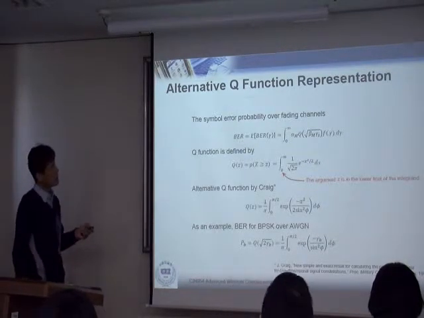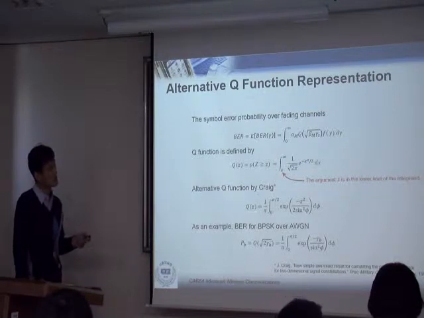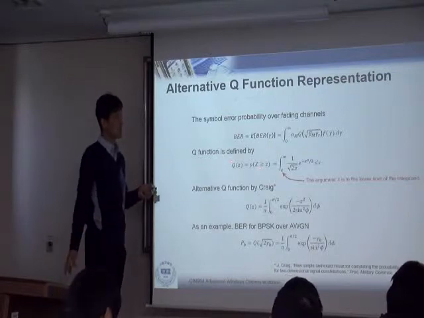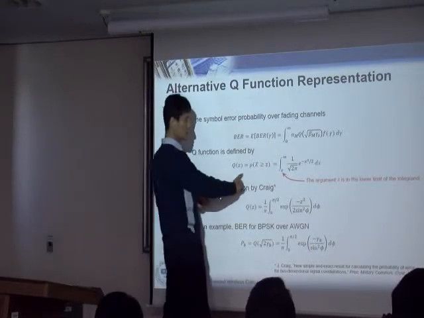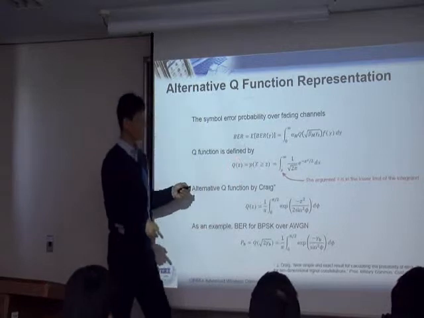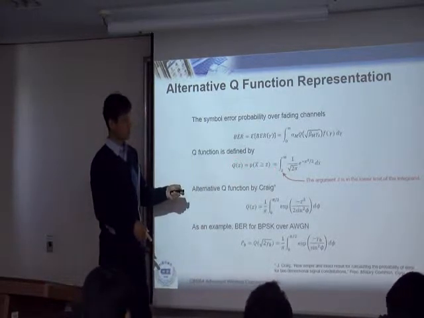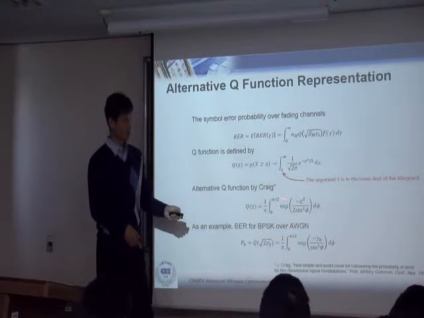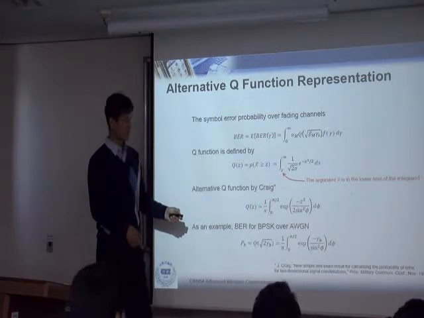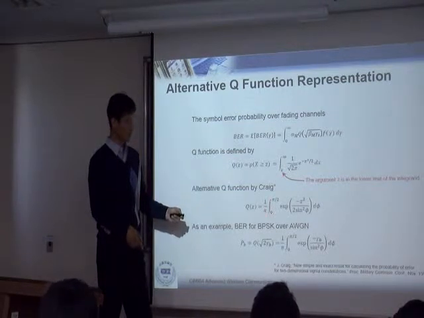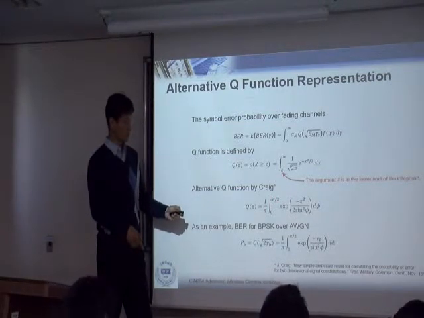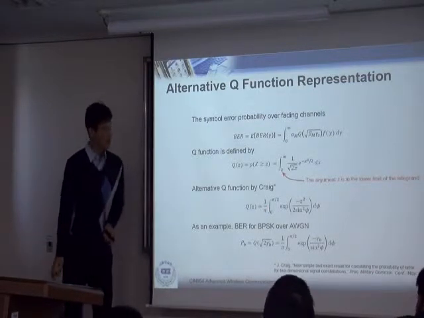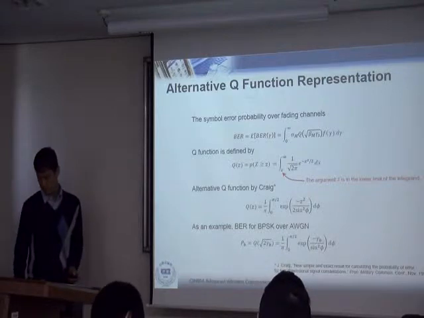This is a review of the slide from the previous lecture. We talked about the alternative Q function last week. The Q function has the original definition, but instead of using that, we want to use this one, which has a fixed lower limit and upper limit. Therefore, this is much better for analysis. So this is called the alternative Q function.